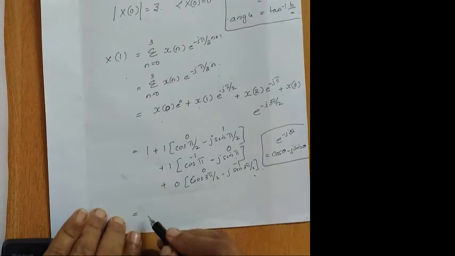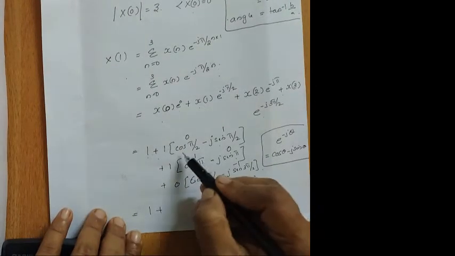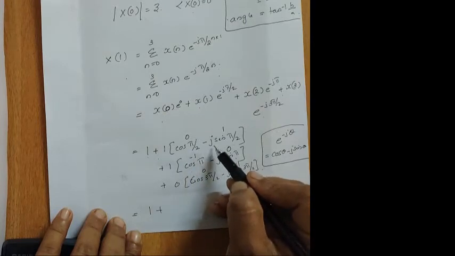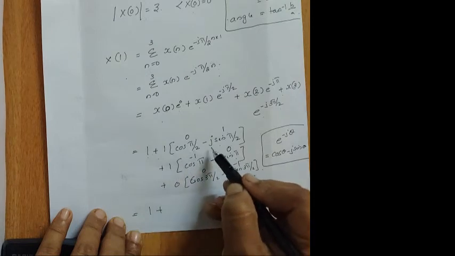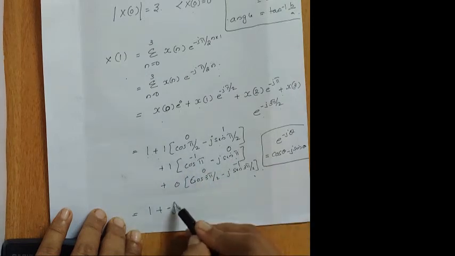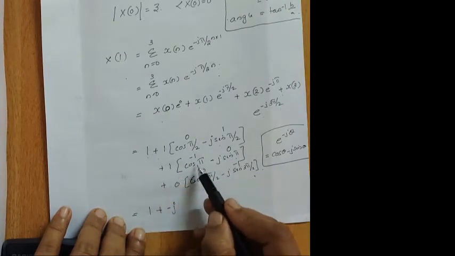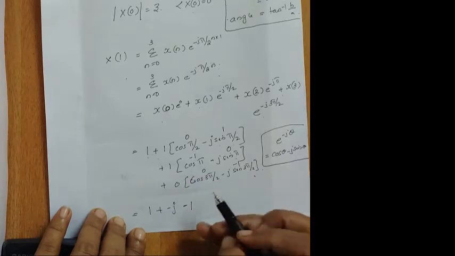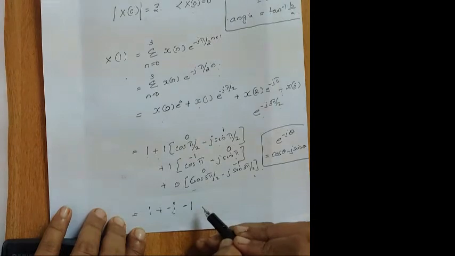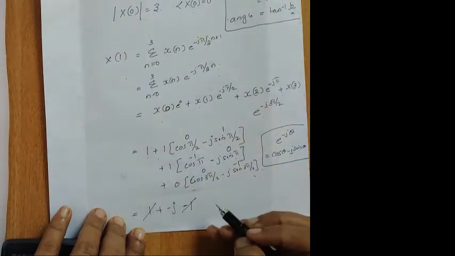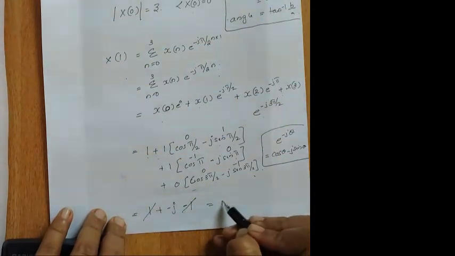So when you are giving it, 1 plus, you don't have cos pi by 2, you have minus j sin pi by 2, which is 1. So 1 into minus j, that is minus j. Here also 1 into minus 1, minus 1. Here the whole term is 0, so there is no need to take that term. So 1 and minus 1 get cancelled and you will get minus j.